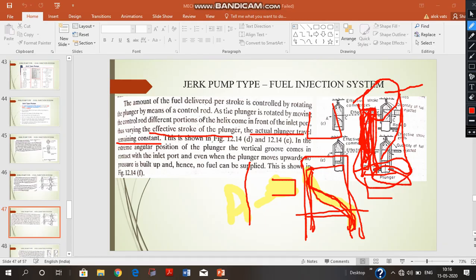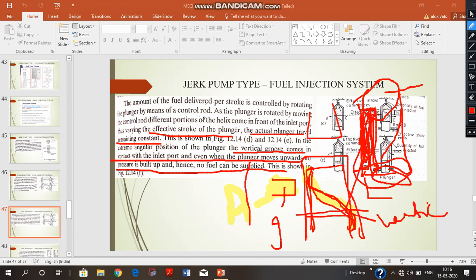Also, when this vertical slot comes in contact with the inlet, you can see very easily that no pressure is built up and no fuel can be supplied. So we could see that with the help of the vertical slot, and preferentially with the help of the helical groove located on the plunger, we can control the amount of the fuel which is to be delivered per stroke.